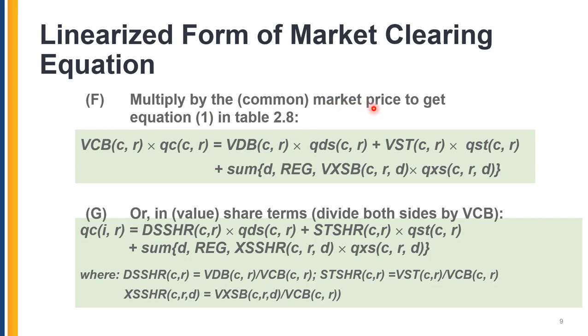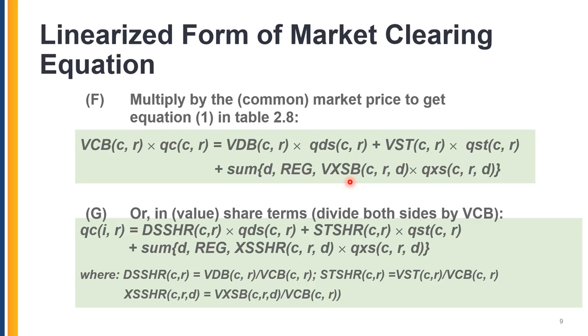We got rid of a common market price early on, right? We said there was a price, a supply price, or a basic price, the common market price. And if you look in table 2.8 in the documentation, the journal paper for GTAP version 7, if we decide to go back in and pre-multiply by that price, then we are bringing back VCB and VDB and VST and VXSB. Now those are the pre-multiplying coefficients.